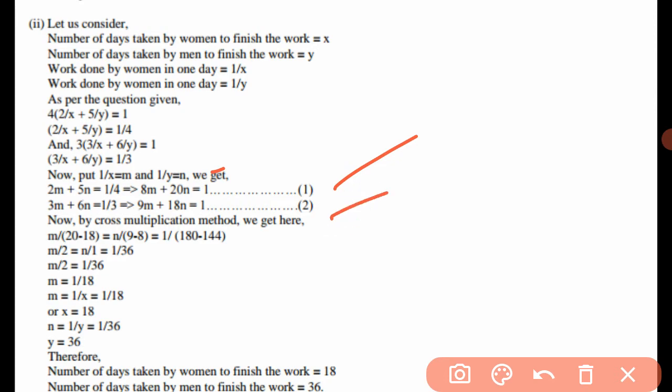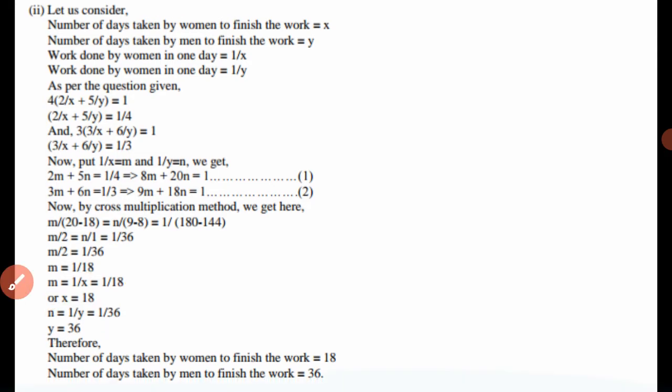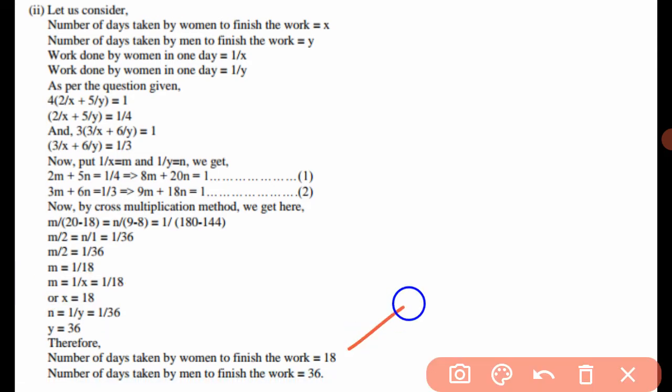Now by using cross multiplication or any other method, first we can find the values of m and n. So the value of m will be 1 upon 18 and the value of n will be equal to 1 upon 36. Now putting the values, we find x equals 18 and y equals 36. Therefore we can say the number of days taken by one woman to finish the work will be 18 days, and the number of days taken by a man to finish the work will be 36 days. So in this way we can do this question.